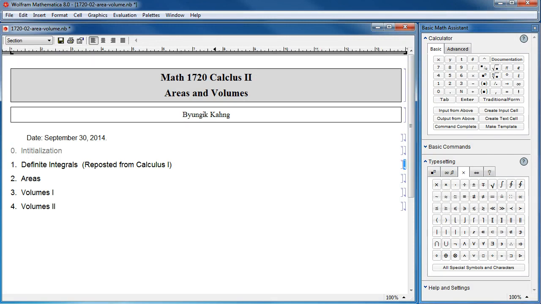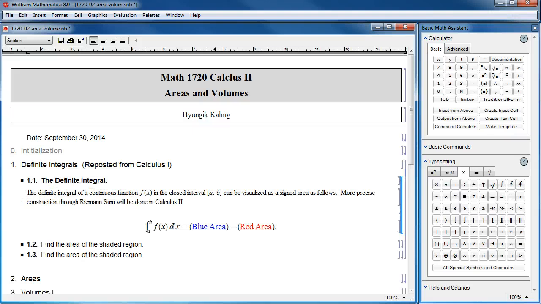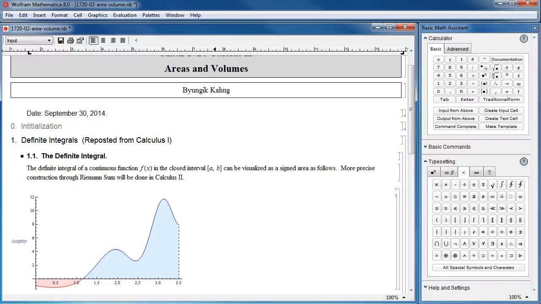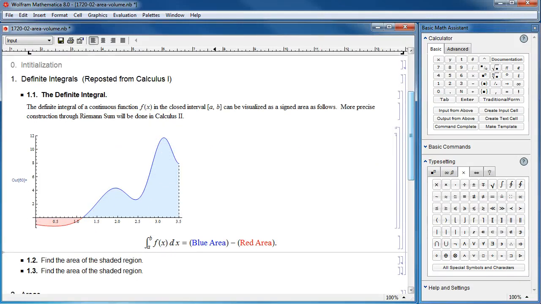But before that, let's review Calculus 1 material a little bit. After all, the definite integral concept was closely related to area. The definite integral we talked about in Calculus 1 was visualized by a signed area, kind of like this. Blue area, positive, minus red area, negative.